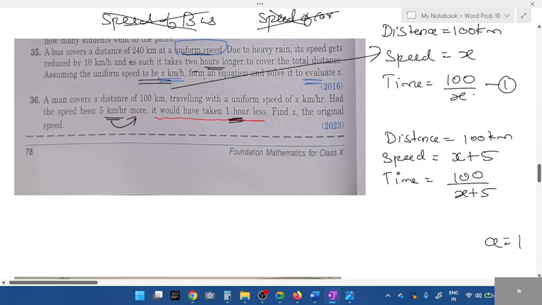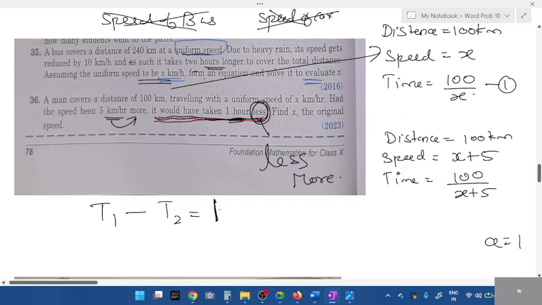The distance is not mentioned, therefore you have to take it the same, students. Speed is x plus 5, so time is 100 divided by x plus 5. Now the formula is T1 minus T2. It would have taken 1 hour less. What is given here, total time or a 1 hour less value? Less value. Remember, whenever it is less or more, take it as minus. T1 minus T2 is equal to 1, as 1 hour is mentioned.